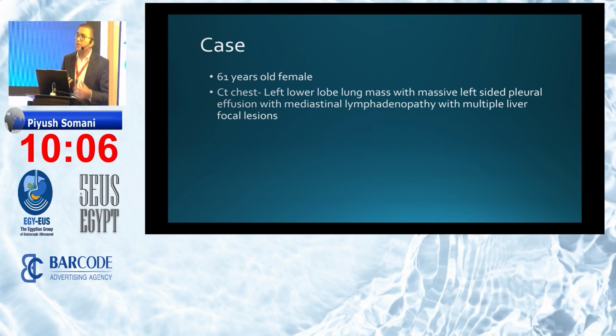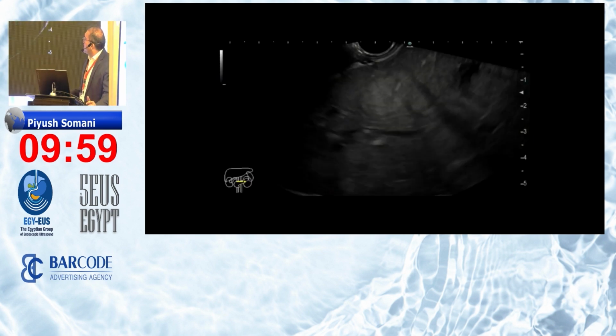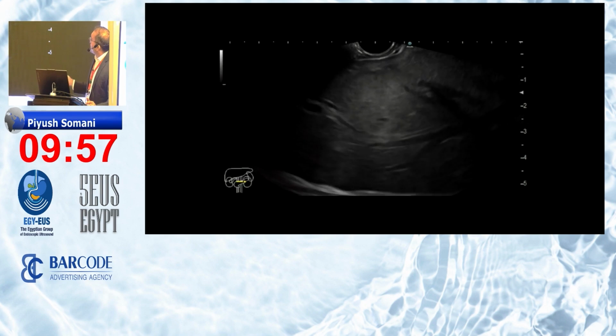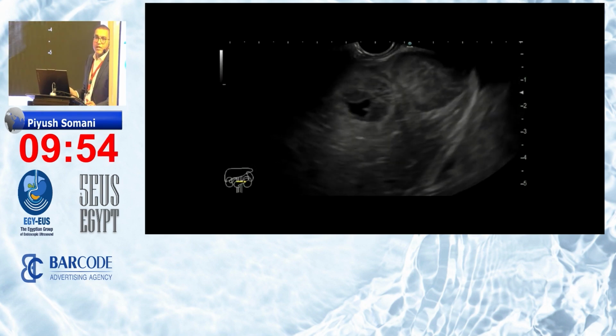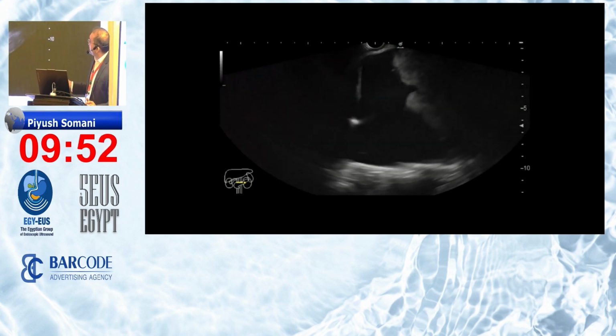They did the sampling. It was inconclusive. There were mediastinal lymph nodes also besides some liver focal lesion. So this is the EUS video showing multiple liver metastasis. As you can see, these are necrotic metastasis because there is a fluid there.